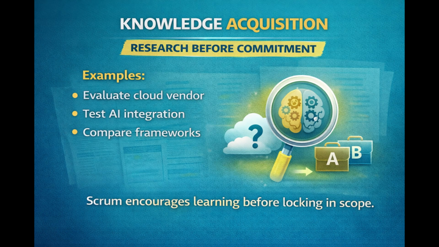Knowledge acquisition. Scrum also allows for research. This is called knowledge acquisition. Sometimes teams don't yet know the right solution, so they create backlog items like evaluate a cloud vendor, test AI integration, research automation tools. This prevents blind commitments. Scrum embraces learning.